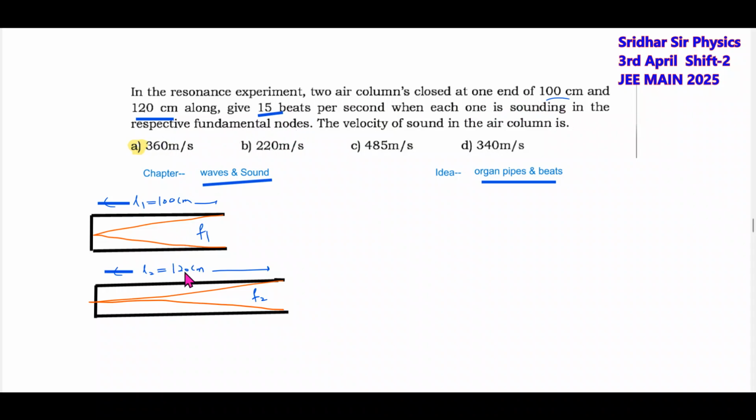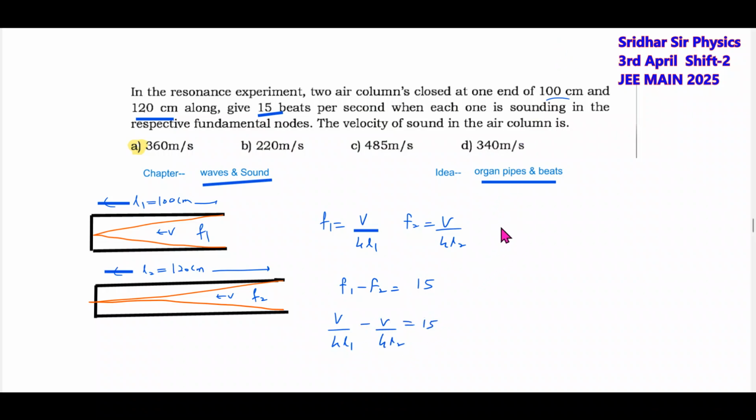Half loop will be there in each one. You have to calculate the speed of sound in the air column. So for the 15 beats, first F1 will be speed of sound by 4L1, and F2 will be speed of sound by 4L2. The one which has the smaller length will have the more frequency. So F1 minus F2 is equal to how much? 15. This will be V by 4L1 minus V by 4L2 equal to 15.